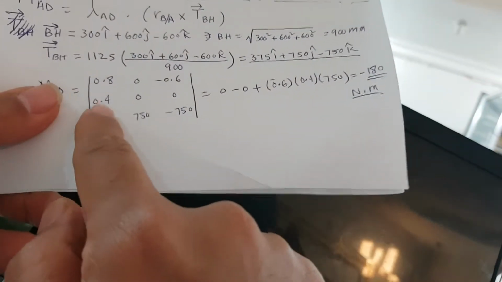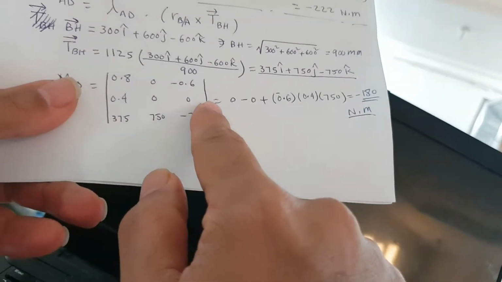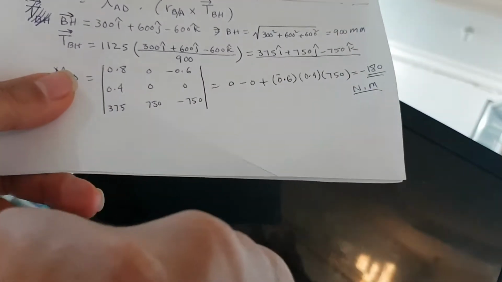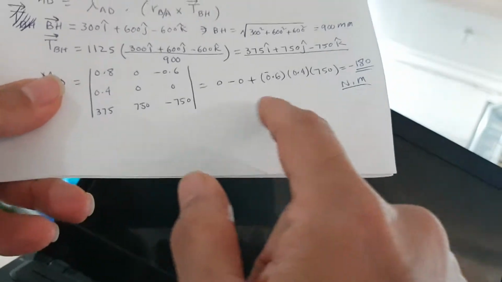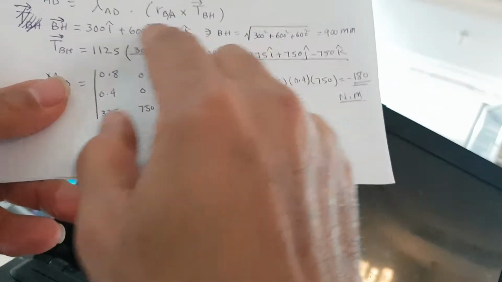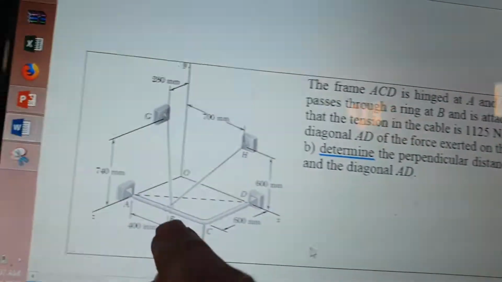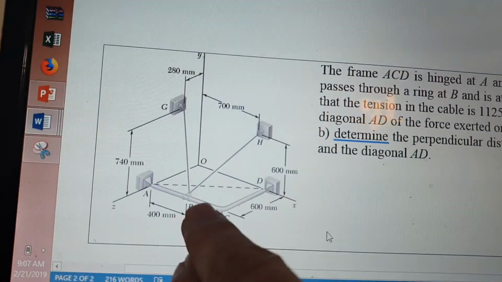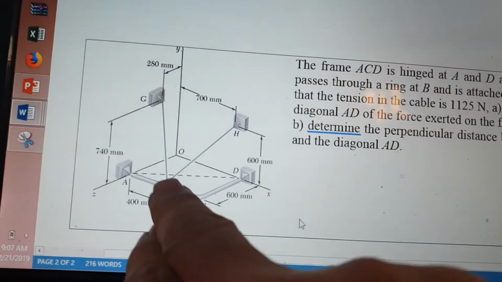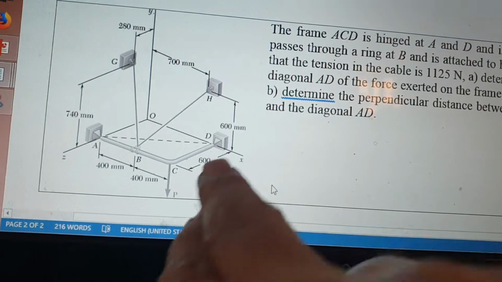And then the next one is the position vector BA, you have it. And then you have the tension PH. Then you can find at the end minus 100 Newton meter. This is an extra, you could just do it. We have here a cable PJ, and to find the moment around cable AD. And also I did the second one, PH around the diagonal AD.